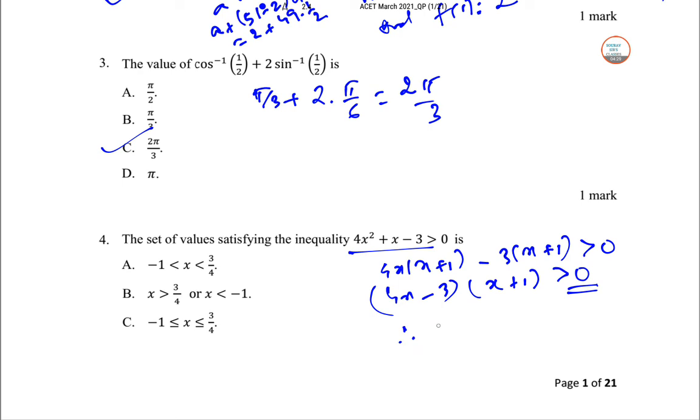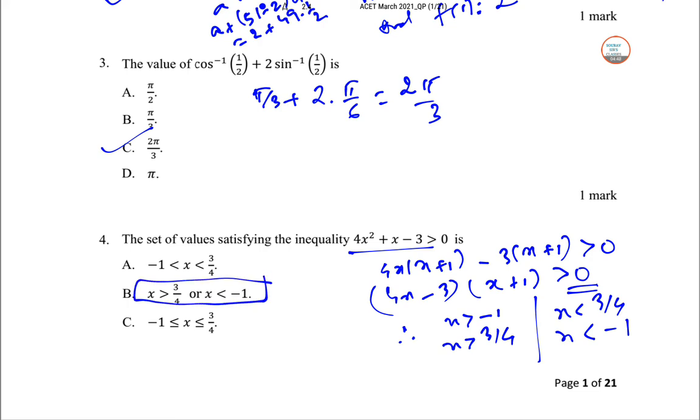From the first case, x greater than minus 1 and x greater than 3 by 4. And from the second case, x less than 3 by 4 and x less than minus 1. Ultimately, combining these, the only applicable combination is x greater than 3 by 4 or x less than minus 1. So option B is correct.